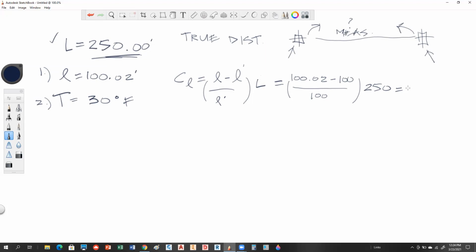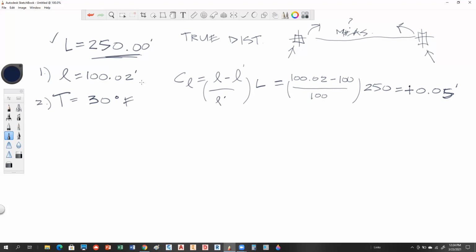Anybody get a number for me? 0.05. Positive or negative? That would be positive. See this right here? My calculator is giving me a positive. So what that's telling me is the correction is longer. Okay, so in other words, the distance we measured is not actually 250 feet. Okay, it's actually 250.05 feet. Right? That's what that's saying.